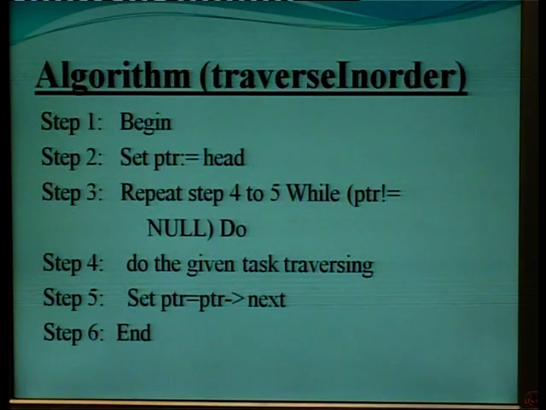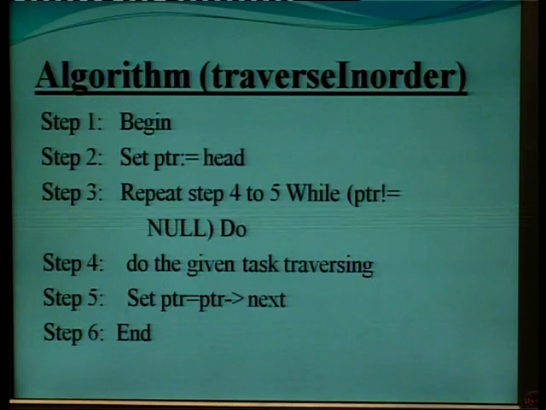Let us start with an example of traversing in order. It's very simple: we are going to start from the head pointer. Starting from the head pointer, we have to move the pointer to the next node each time, and whenever a null value occurs, we have to stop traversing. So step 1 is begin traversing.